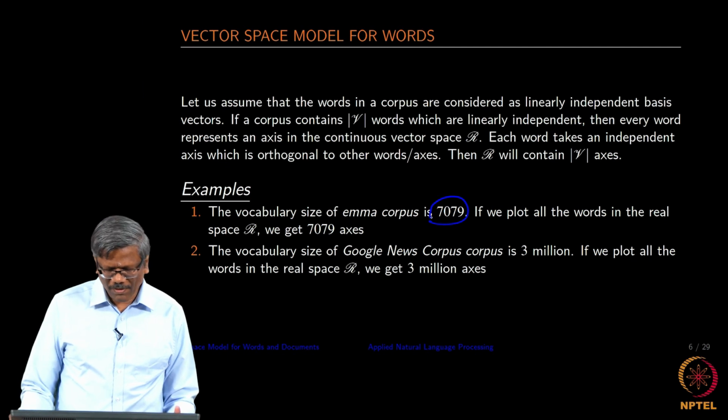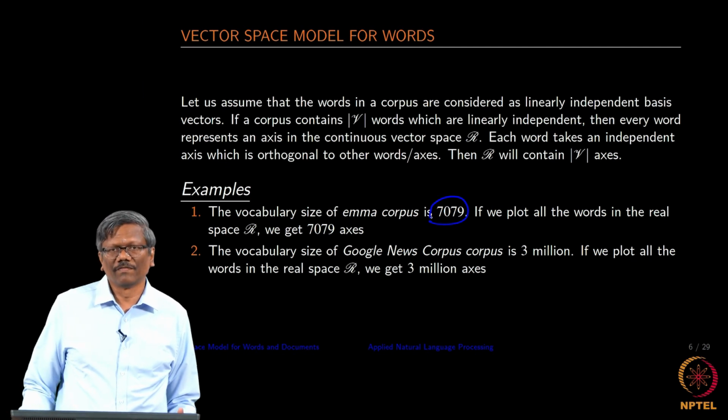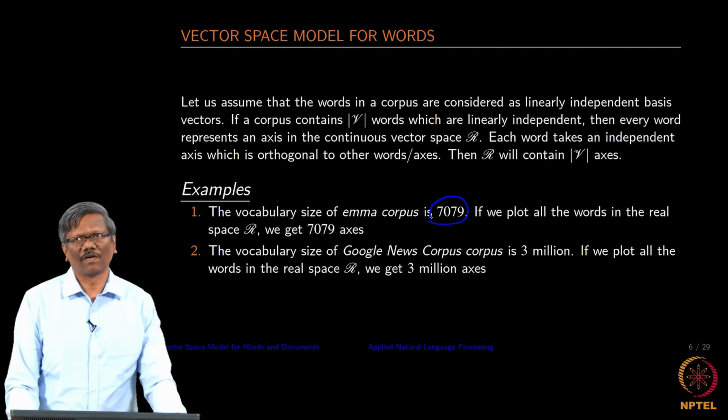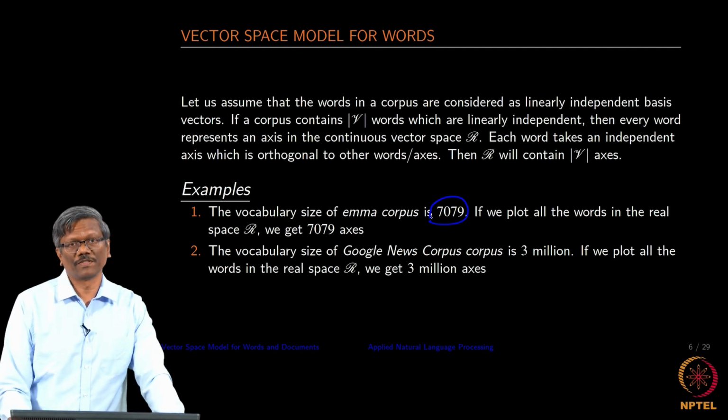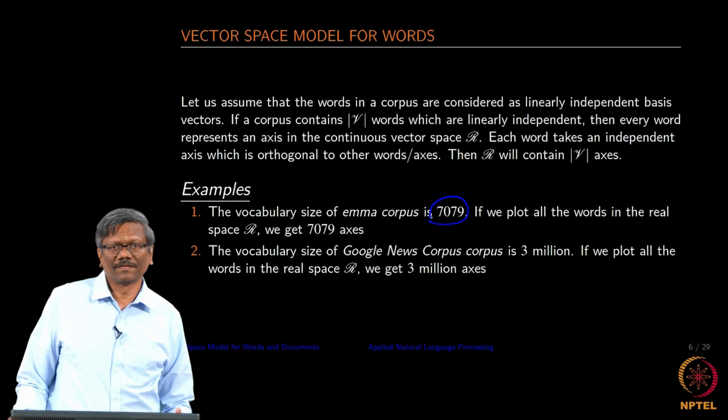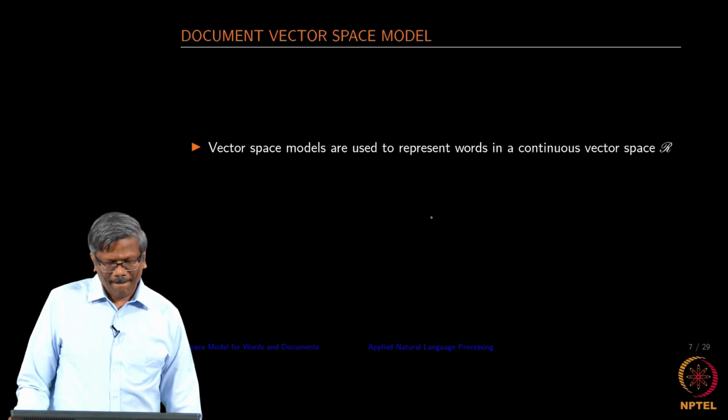If you look at the Google News corpus, it contains about 3 million words. That means we are going to have 3 million axes in that real space of R. So, it is very huge, and it is very difficult for many of us to imagine that kind of axes. Okay.